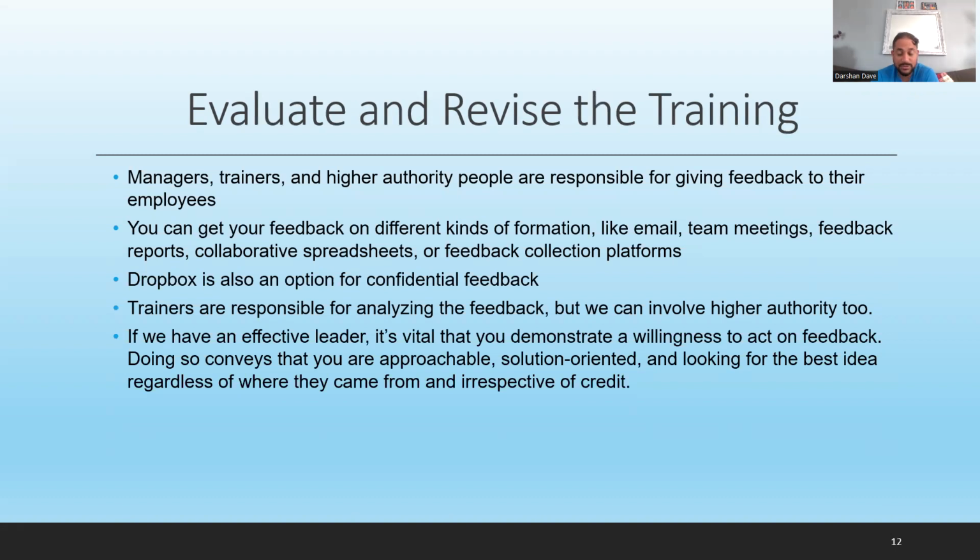A drop box is also an option I added here for confidential feedback, because sometimes if you are sending feedback to your higher authority, you might also be against that higher authority, so you cannot send that email to them, otherwise they will identify you via email. So a drop box, like a small box, is placed near the office, and you just drop your paper in it, so nobody knows who dropped the paper and they can get some feedback.